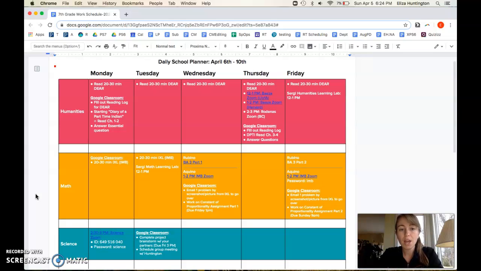Okay, so the basics of it are that you have your humanities work for the week here in pink. You have your math work for the week here in yellow, and that includes those of you who are in Rubino's class versus those of you who are in Miss Aquino's class. And then your science work for the week is down here. Just like you normally have 8 classes of math every week and only 4 classes of science, the science is a little bit lighter down here, whereas math has the normal double blocks.